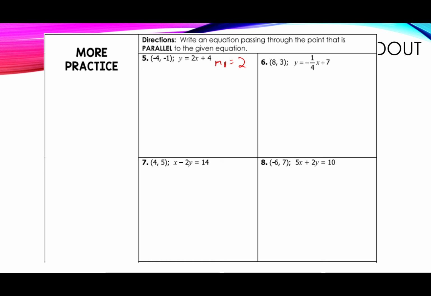Set up the point slope form. What does that look like? Hopefully you said y plus 1 equals 2 parentheses x plus 4. All right, guys, simplify and solve for y. Ms. Schober, if you need to pause, please do so. And hopefully you said y plus 1 equals 2x plus 8. And then subtract 1 to get y equals 2x plus 7.